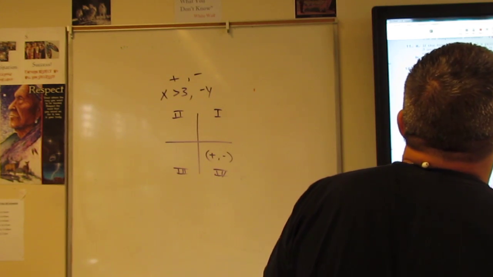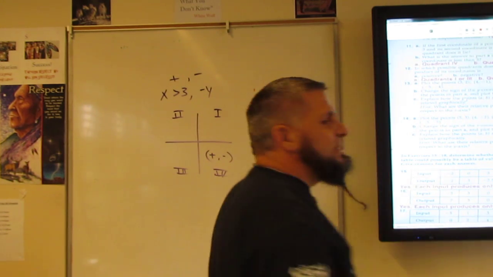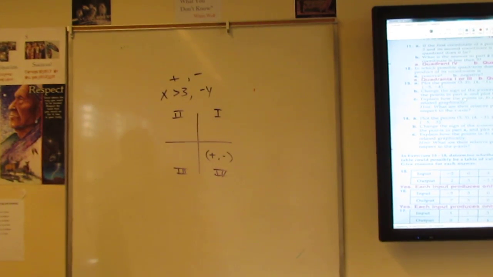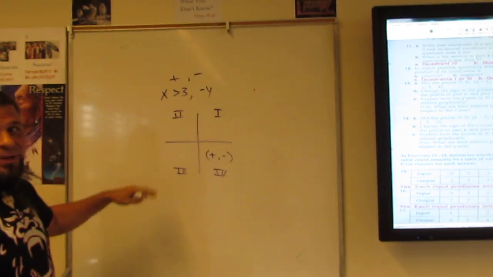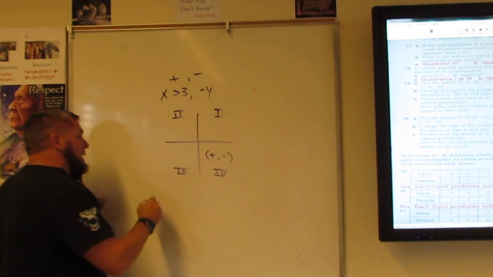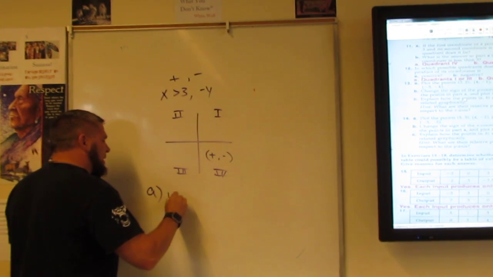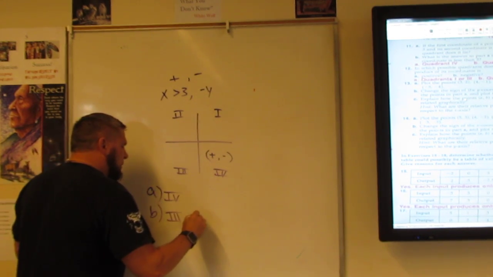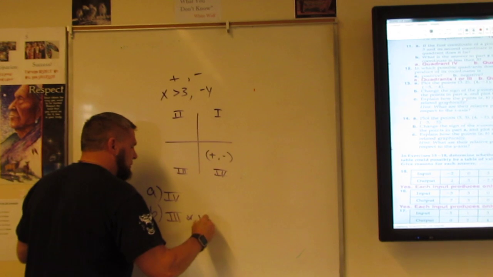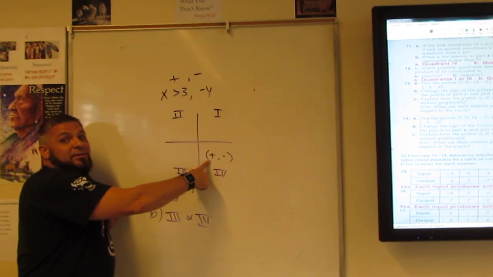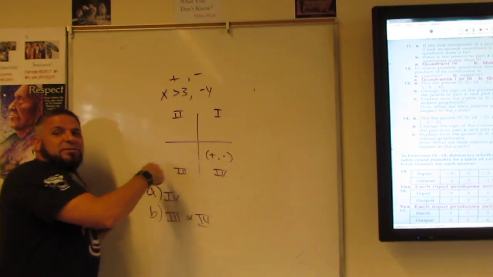What is the answer to part A if the first coordinate is less than 3? Well, it could be in 4 or 3, right? So part A is that it's in quadrant 4. Part B, it's in 3 or 4, because 2 is less than 3, and it's still positive. It doesn't become negative until it goes below 0.